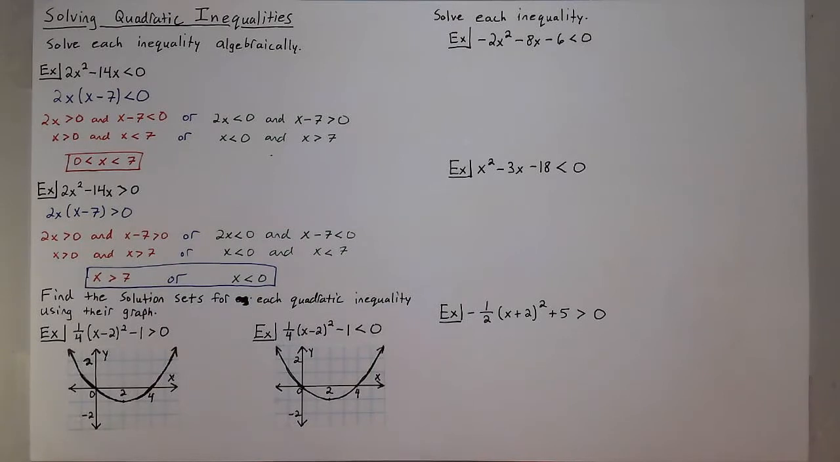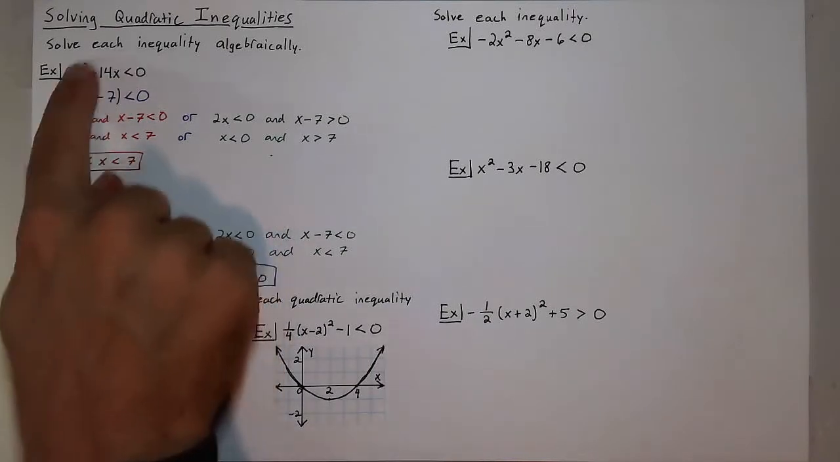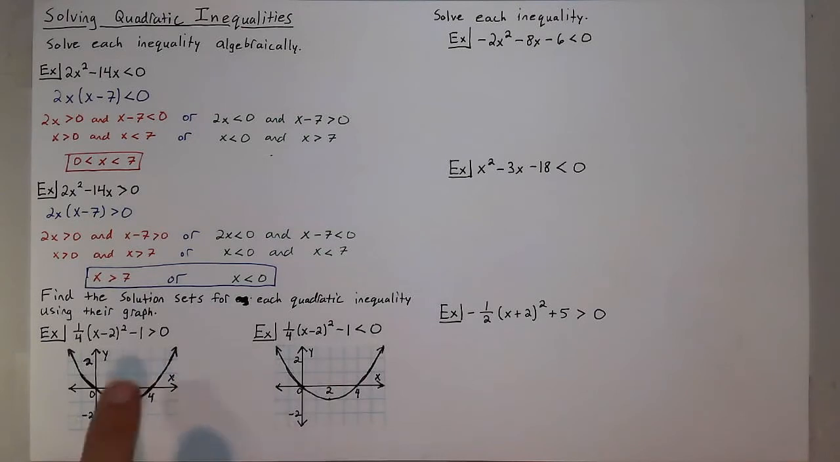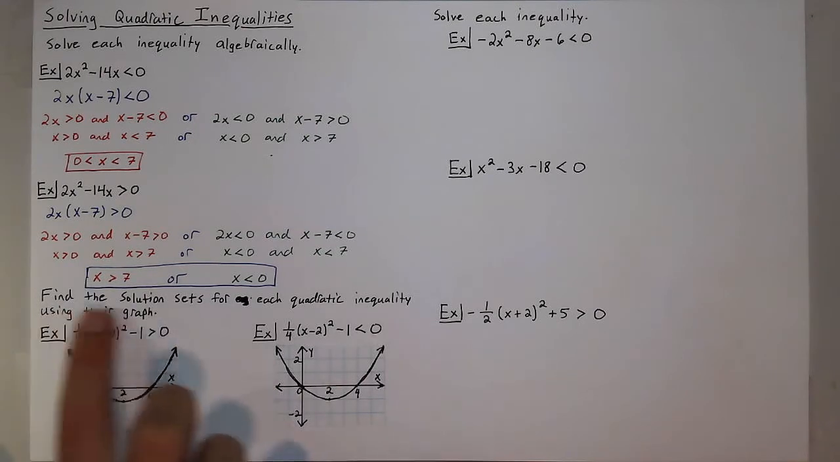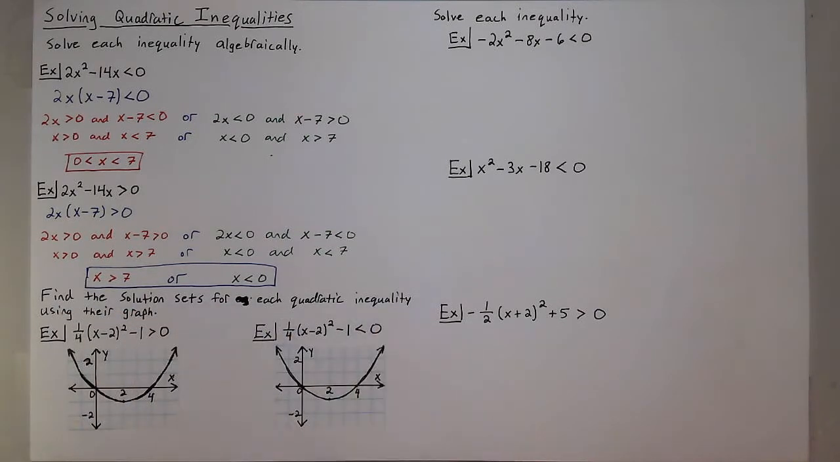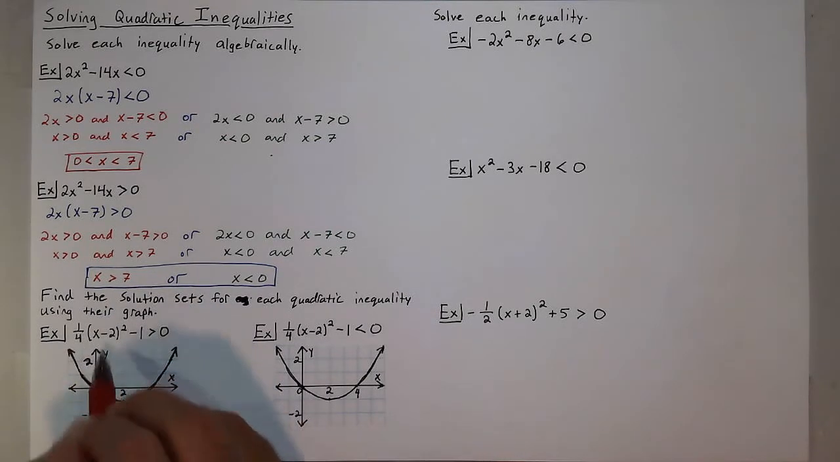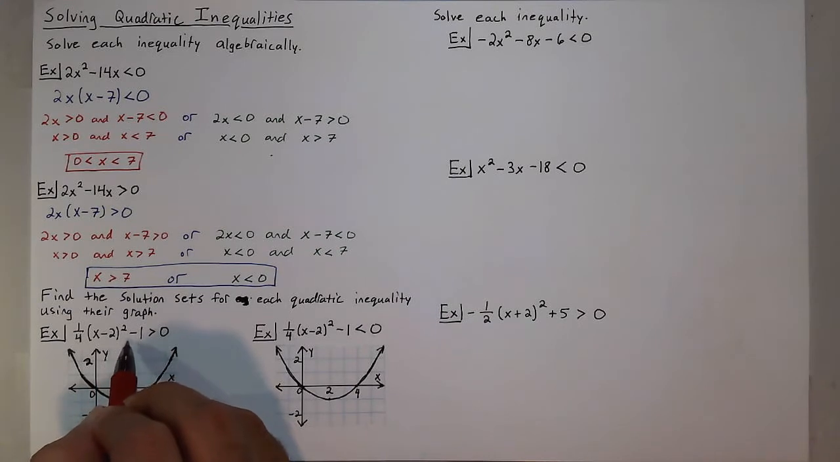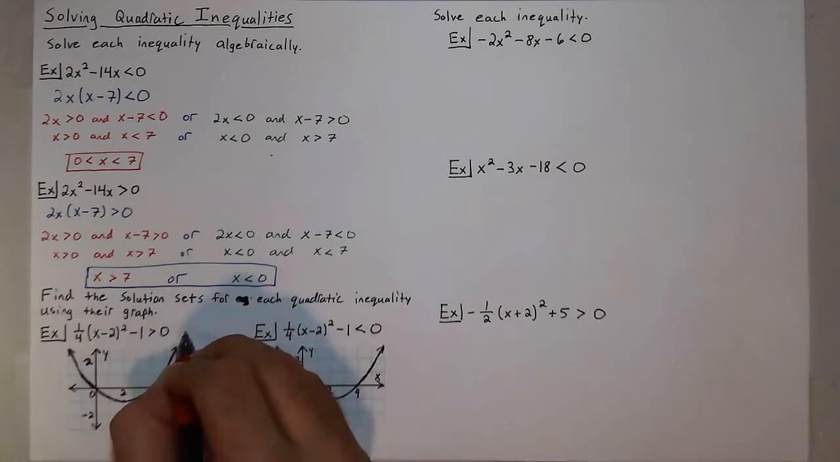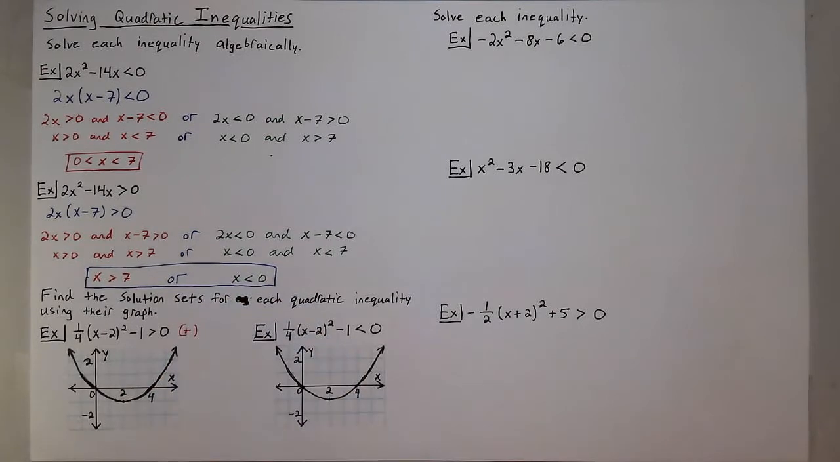Now let's look at this in a different respect, because these are quadratics. We can also use their graph to solve them. So let's find the solution sets for each quadratic inequality by using their graph. I drew the graph of 1/4 times (x minus 2) squared minus 1. Now let's look at the inequality and the graph and see how they compare. First we have 1/4 (x minus 2) squared minus 1 is greater than 0, which means that we're dealing with a positive number here.